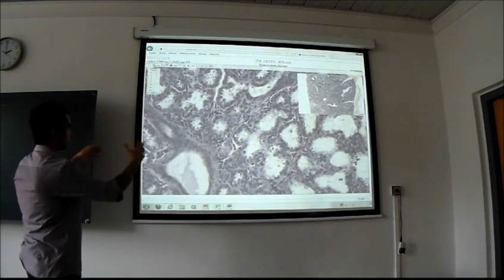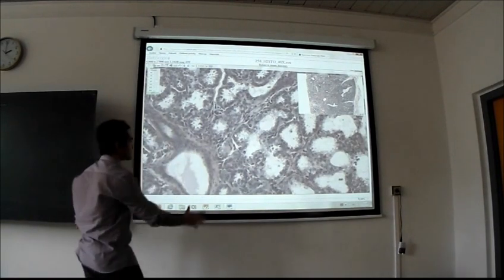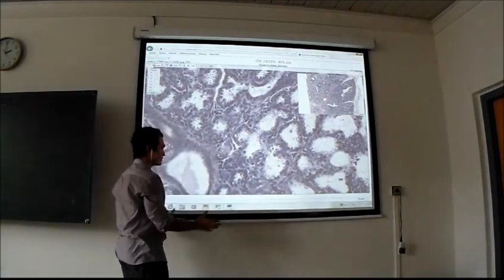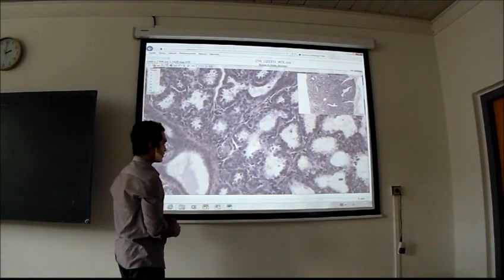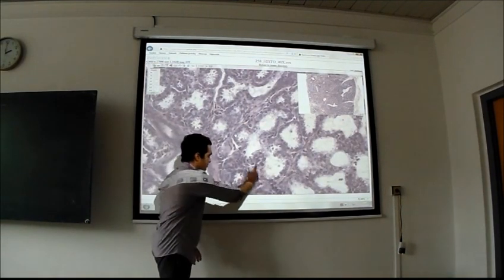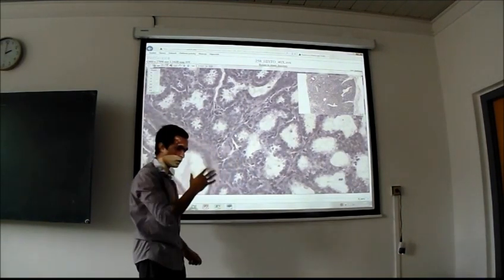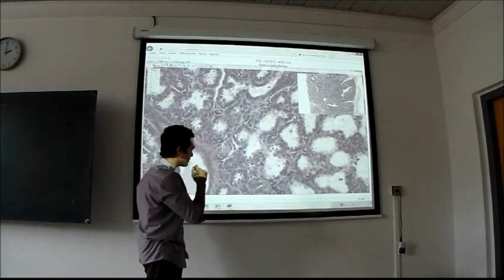First, you see the whole picture, then you go to this one. Let me see if it's a duct or alveoli. First thing you see, layers. Oh, now I'm in the right position. I think this is alveoli, but let me be sure.